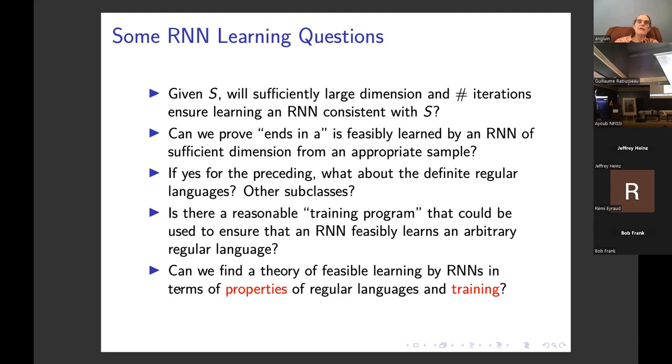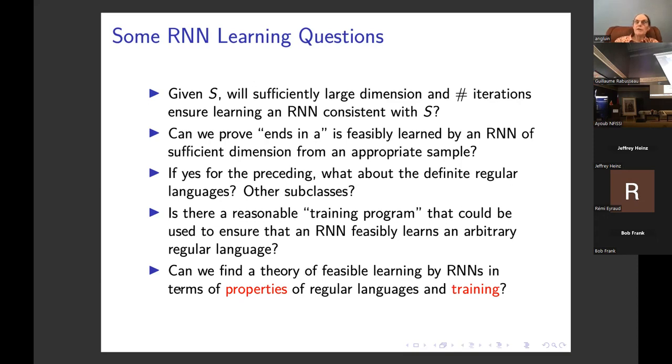But anyway, if we're given a sample of strings labeled positively and negatively, if I give a PAN or any RNN sufficiently large dimension and number of iterations, will I get something consistent with that labeling? How about very simple classes of regular languages? We saw that N's and A's sorted out very quickly. Can we prove that some appropriate variant of gradient descent will feasibly learn the class of the language N's and A, as long as the dimension is sufficient and the sample is appropriate?